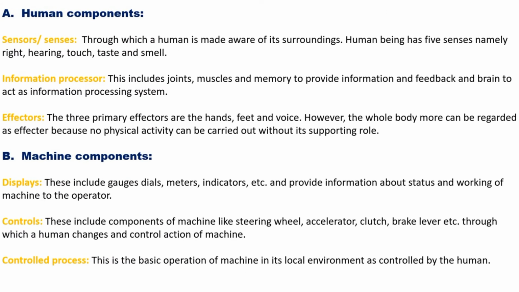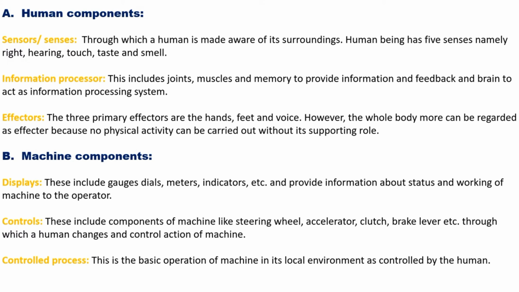The basic components of each are: A. Human components. Sensors, through which a human is made aware of its surroundings. A human being has 5 senses, namely sight, hearing, touch, taste and smell. Information processor. This includes joints, muscles and memory to provide information and feedback, and the brain to act as the information processing system. Affectors. The 3 primary affectors are the hands, feet and voice.